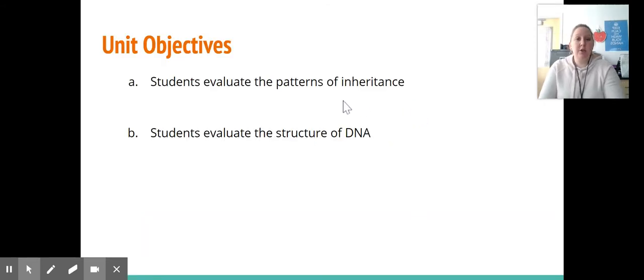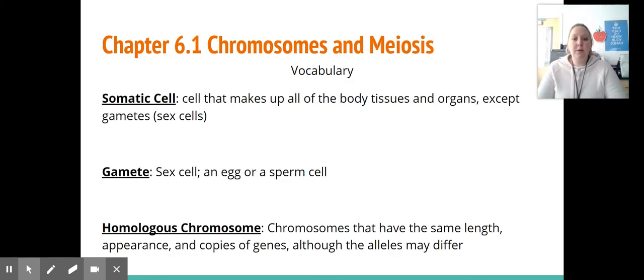So we are in a new unit, which means we are focusing on two new unit objectives. We're focusing on the patterns of inheritance and then the structure of DNA. Our vocab words for our first section of chapter 6 all surround chromosomes and meiosis.